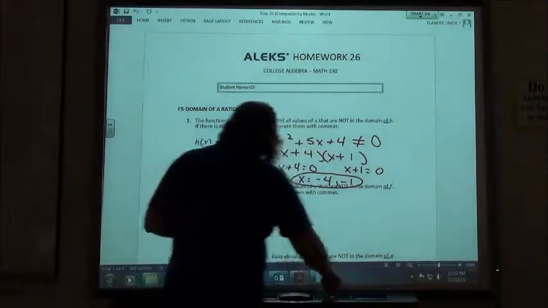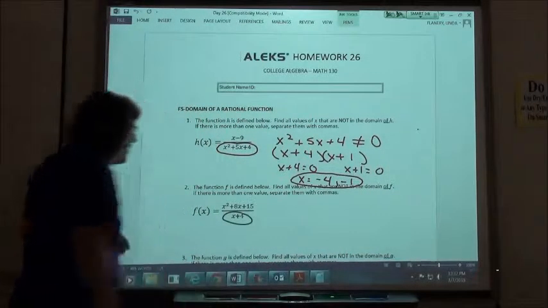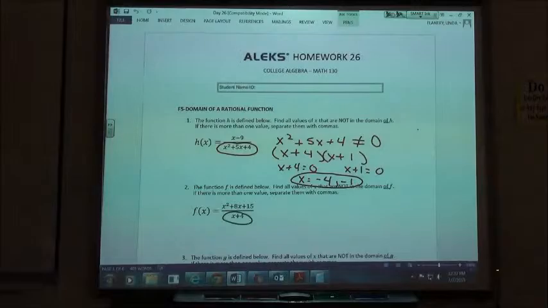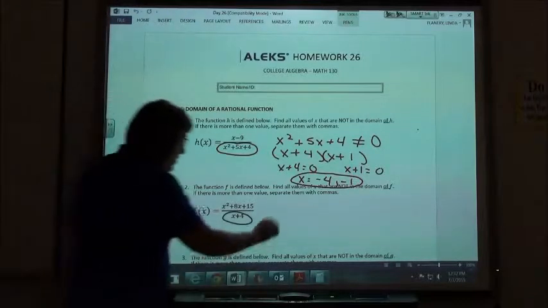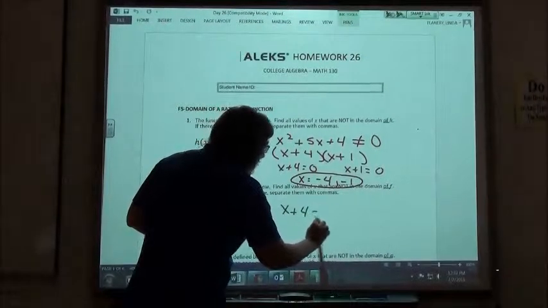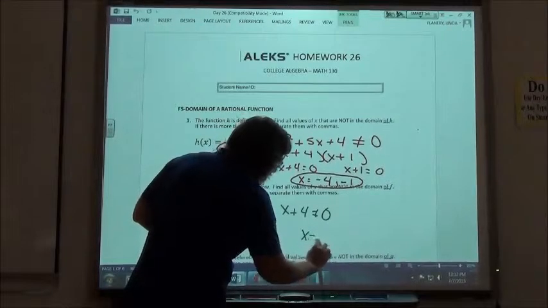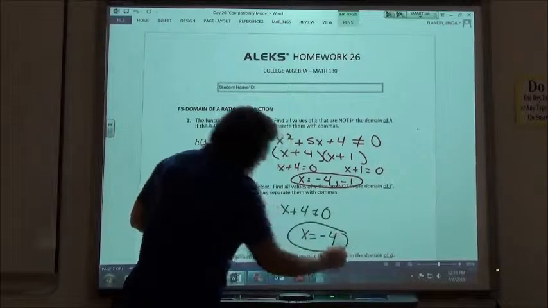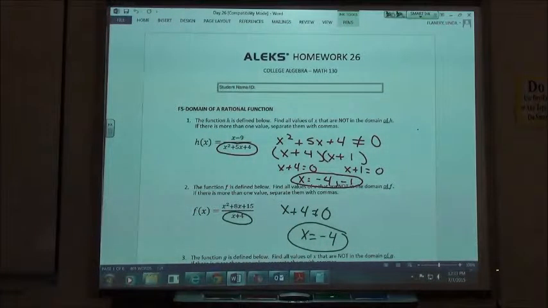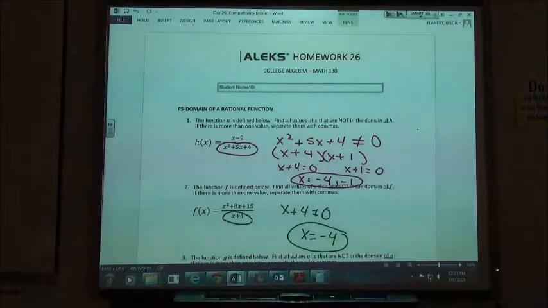Now on number 2, we just have a linear expression, not a quadratic one, so all we're just saying is, oh, the x plus 4 can't be equal to 0. That means we can't have a negative 4. We'd have a 0 on the bottom of our fraction, right? So that was an easy one to solve.